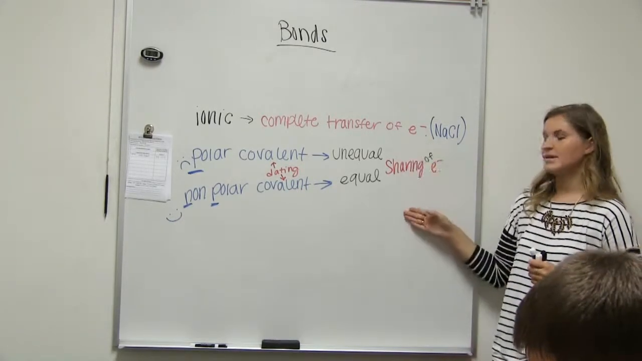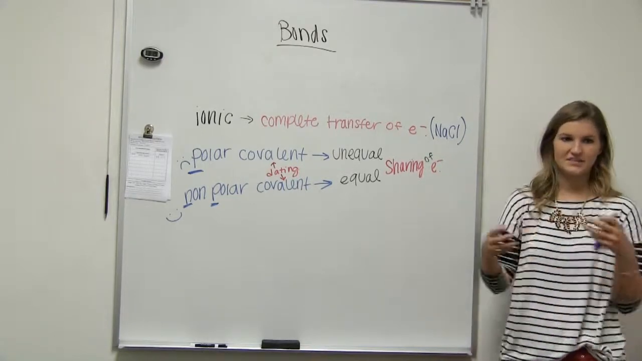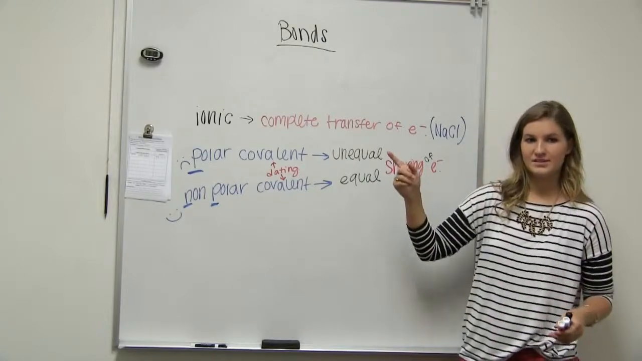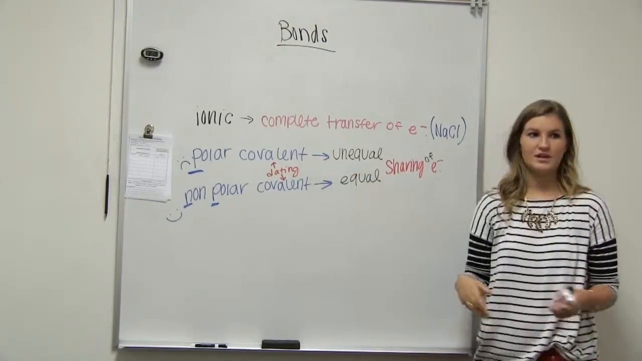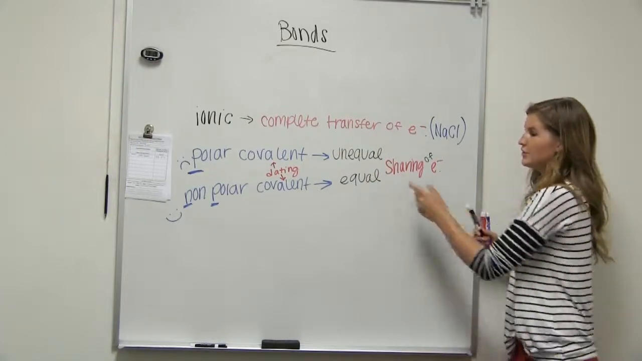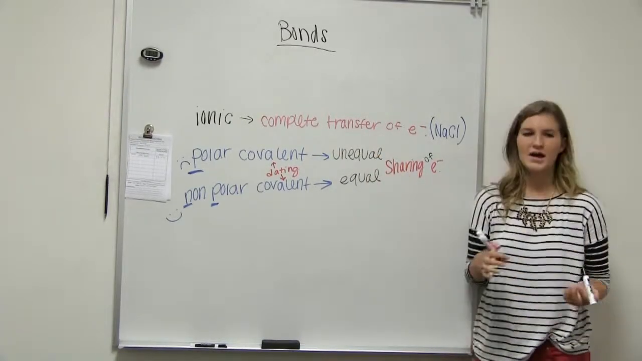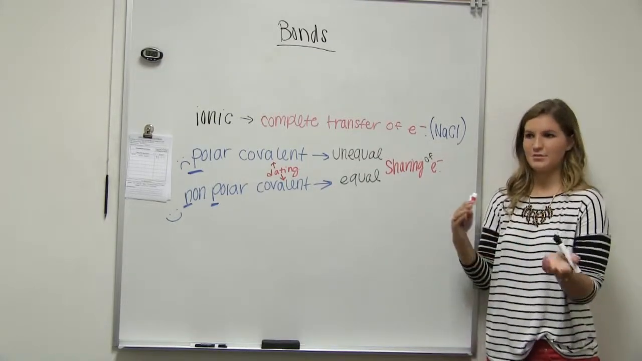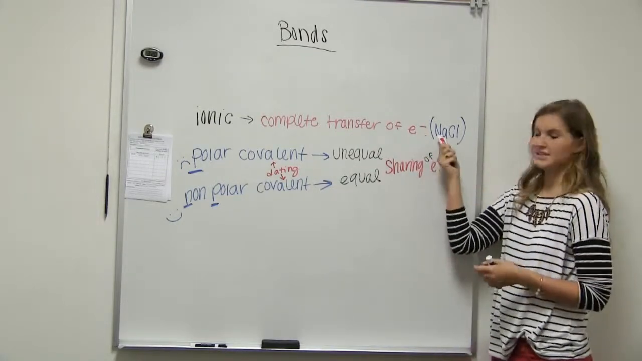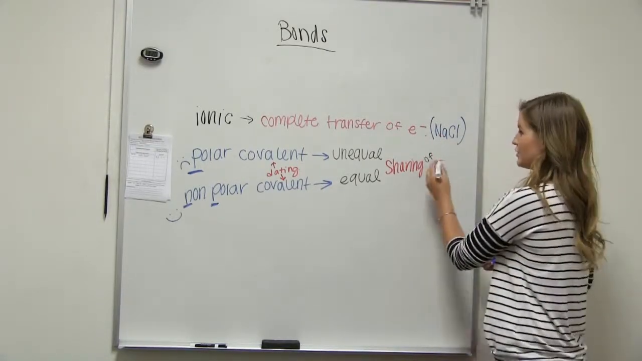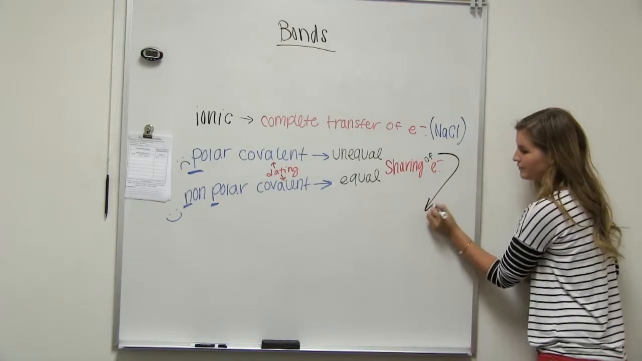So just knowing these three makes the test pretty easy if they're going to have you matching definitions. If you see the word unequal, boom, which one do you know it is? Polar covalent. If you see a complete transfer, you automatically know it's ionic. Okay, so if we want to do examples, they probably won't have examples on the test, unless it was this, because that goes along with the definition.